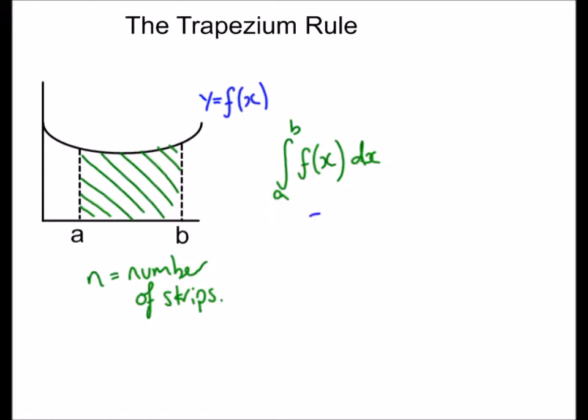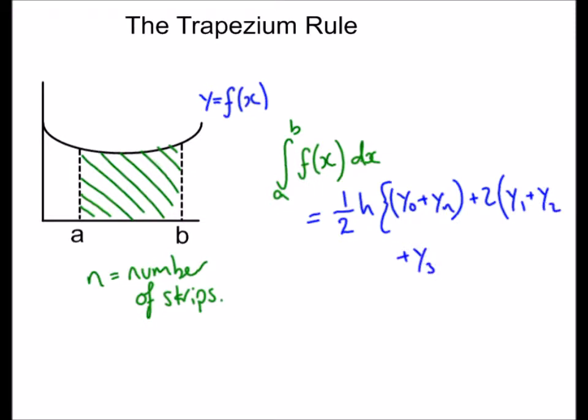And this is equal to a half h brackets y0 plus yn, plus 2 lots of all the y values in the middle. So y1 plus y2 plus y3, all the way up to the last y value, which isn't yn, so yn minus 1. If anything goes wrong in the trapezium rule, it will be because you've missed out brackets. That's normally the main problem.